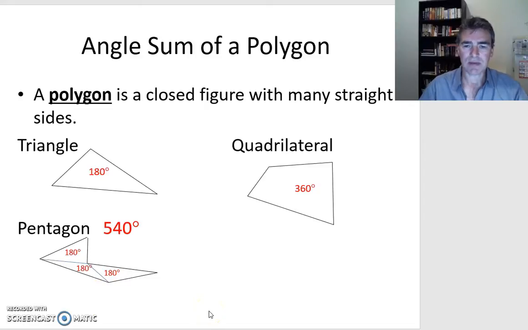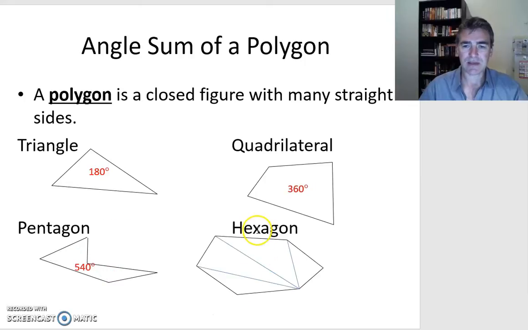So let's go to a hexagon. A hexagon has 6 sides. A little hint there is X in hexagon and X in 6. So start from one vertex, and I've started from this one here, and I've joined it to all the other vertices that are not next to it. So to there, and to there. And you can see I've now cut it up into 4 triangles, each one being 180 degrees. So we have 4 lots of 180 degrees, which ends up being an angle sum of 720 degrees for a hexagon.